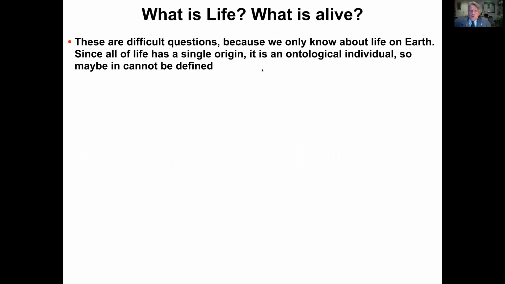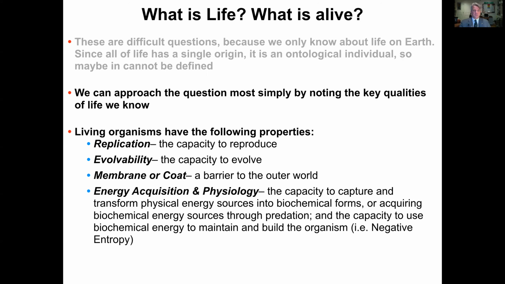Okay, so let's ask what is life, and more specifically, what is alive? These are difficult questions because we only know about life on Earth. And since we've already come to the conclusion that all life has a single origin, life is an ontological individual. So there's the possibility from the philosophical perspective that it cannot be defined. Now, we can approach the question perhaps simply by noting the key qualities of life as we know and understand it. So living organisms have the following properties.